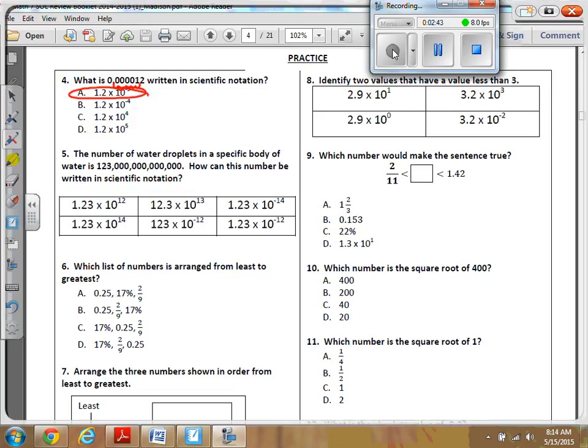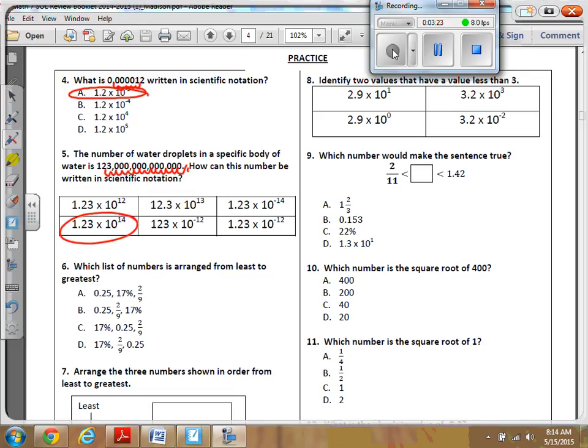It's less than 1. When you have a positive exponent, it's a big number. It's bigger than 1. So then number 5 says the number of water droplets in a specific body of water is that number. How can this number be written in scientific notation? Where do I start? What do I do? No one can tell me what to do. I start at the end of the number, and I move over 1, 2, 3, 4, 5, 6, 7, 8, 9, 10, 11, 12, 13, 14. So 1.23 times 10 to the 14 is my answer for that one.